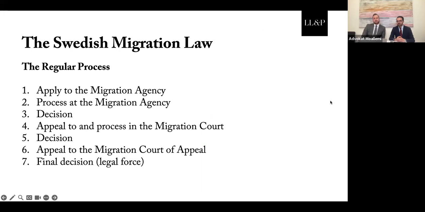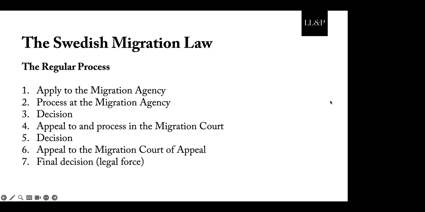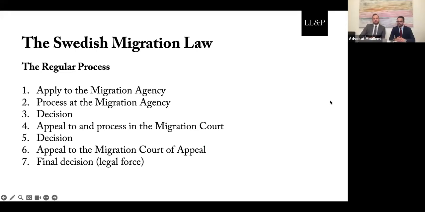And then to the regular process when applying for a permit or any kind of migration related matter, for example, a citizenship or the right of residence. Then you apply to the migration agency, and that's the first step. Then you have a process at the migration agency. Usually it takes some months, even years in some cases. And then you get a decision.